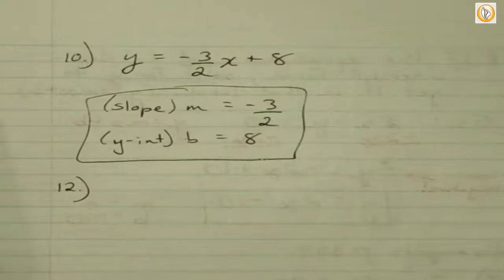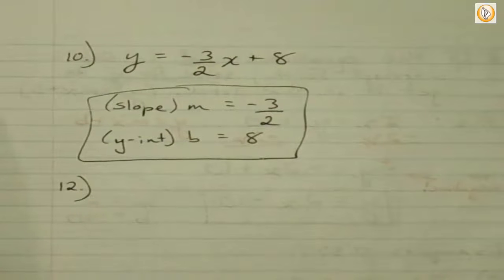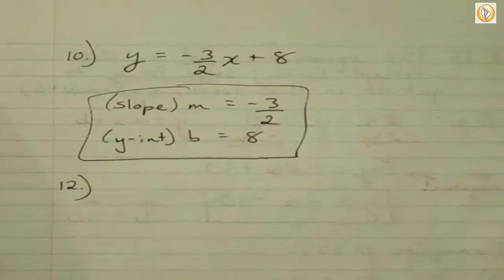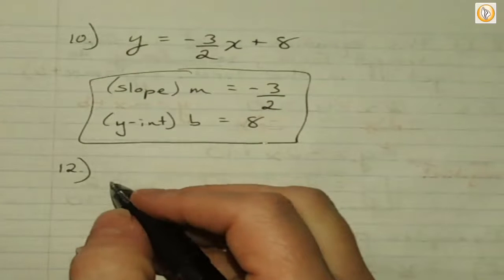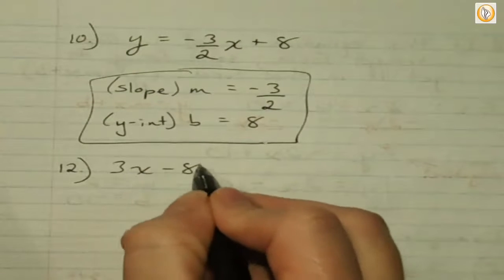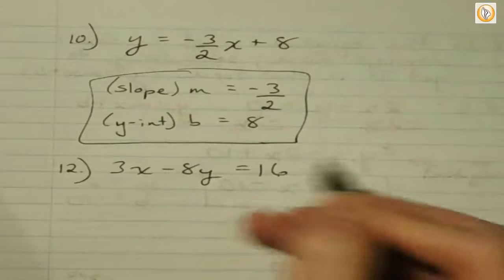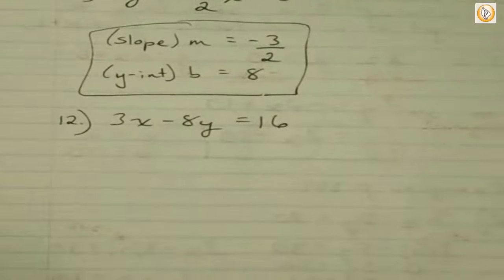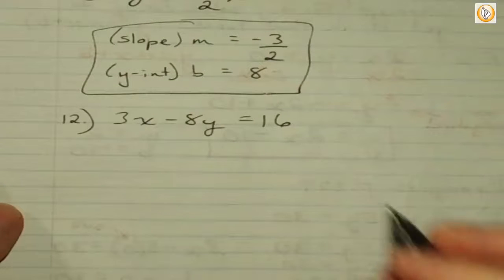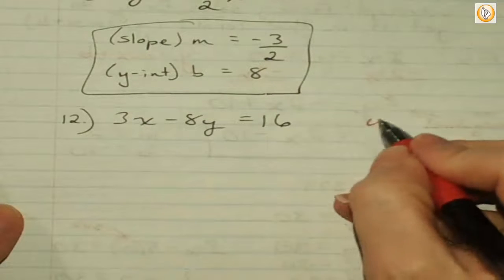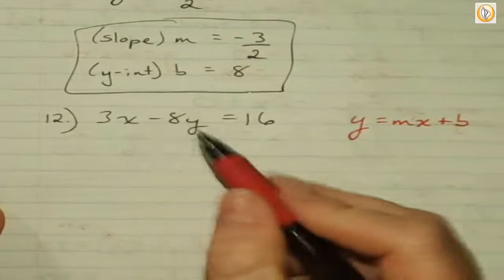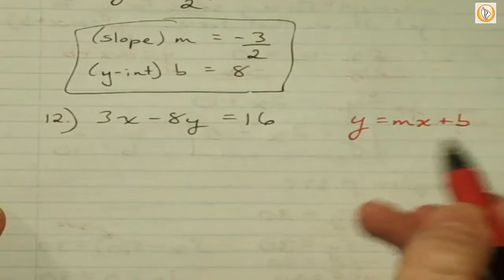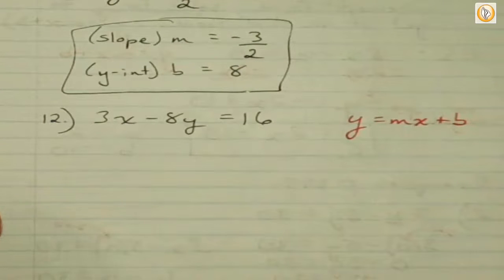Kelly, number 12. Change the following equations to slope-intercept form and find the slope and y-intercept. So there's 3 answers here. You've got to change this to the correct format and then tell me what the slope and y-intercept is. Now remember, we got to change this to look like this. They want you to change this equation into the correct format, the slope-intercept form. How do I do that?